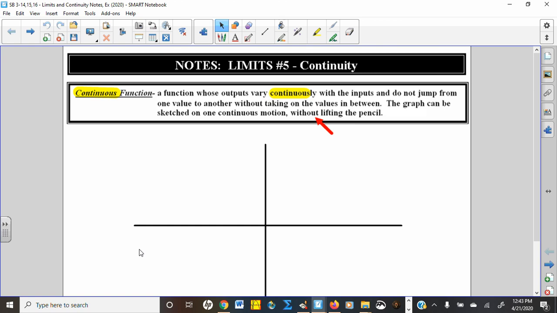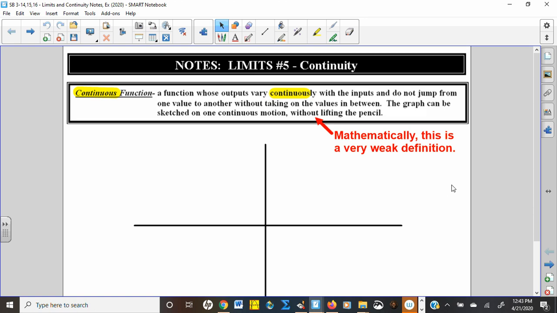that there's not a jump from one value to another. All right. So this is not what we would consider a very good mathematical definition. In fact, it's not a good definition, period, because we're defining the word continuous by using the word continuous. That is a really bad redundancy that doesn't really help you understand a definition. We need to define things in terms outside of the word itself.